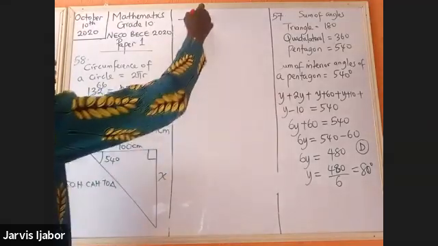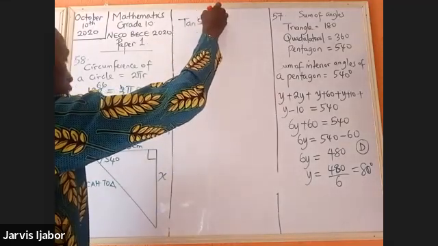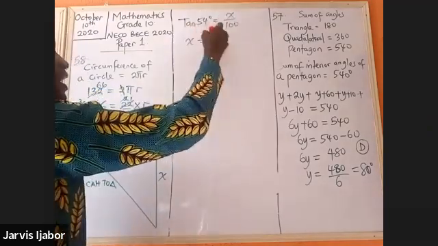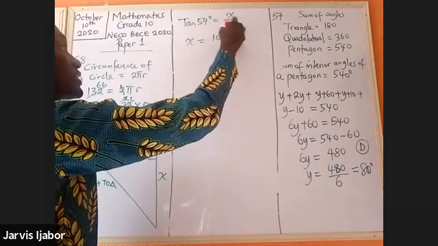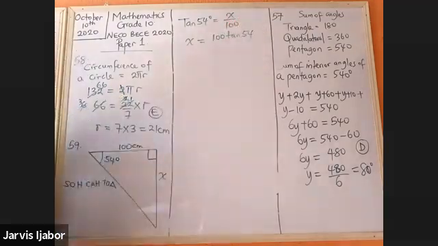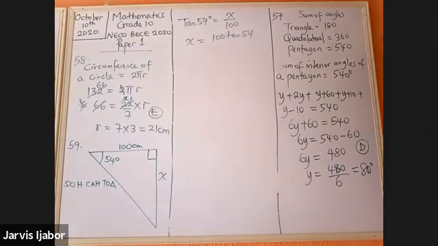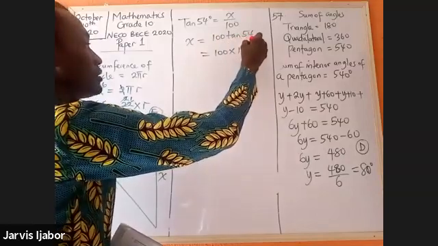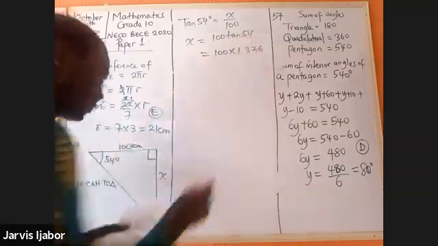So tan 54 degrees will be equal to what? X over 100. So what is x? X will now be equal to 100 tan 54. Here, you need to go to your four-figure table and look for where you have tan. So tan 54 on your four-figure table will be 1.376. Hope I got that right.